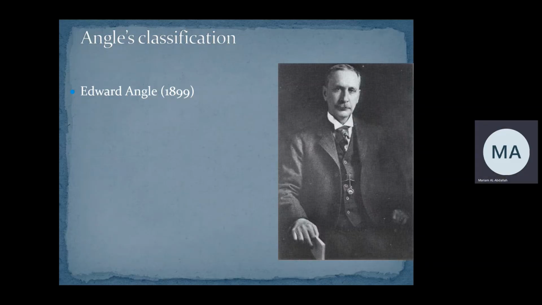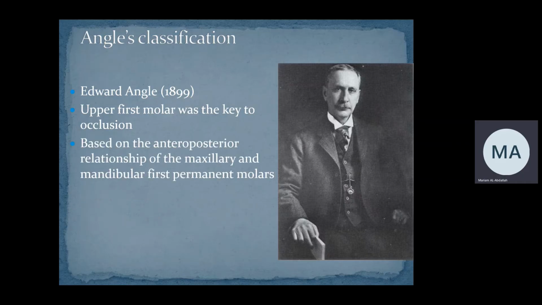introduced this classification. He's considered the father of modern orthodontics. Angle's classification is based on the anterior-posterior position of the first permanent molar. So it is exactly what we talked about in relation to the anterior-posterior relationship between the mesiobuccal cusp of the upper sixth in relation to the lower sixth, okay? This relationship is called Angle's classification.